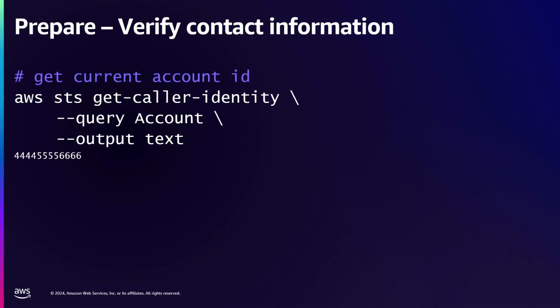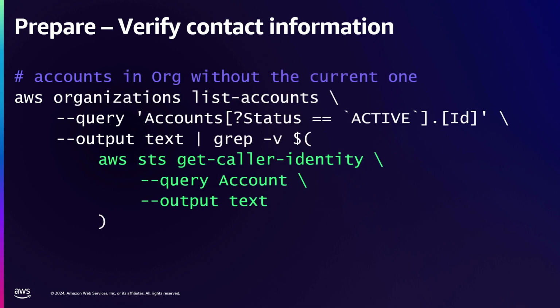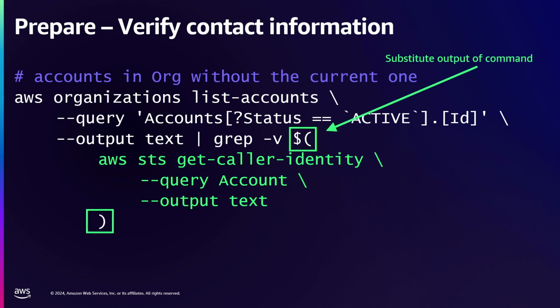So the output is going to be a single account ID, which is perfect for including in our parameter for grep. So returning to our list command, we can now substitute in the account ID as the parameter for grep. We can use a shell feature where you can use the $bracket syntax to tell the shell to run a subcommand and substitute the output of that command into the first command.